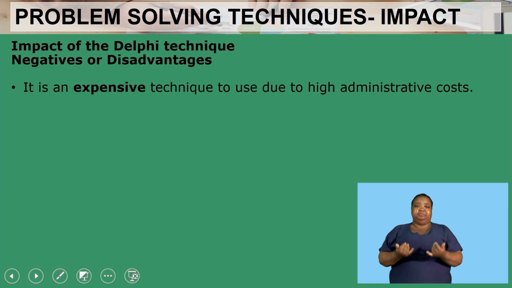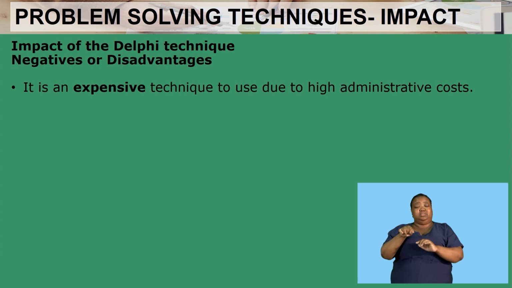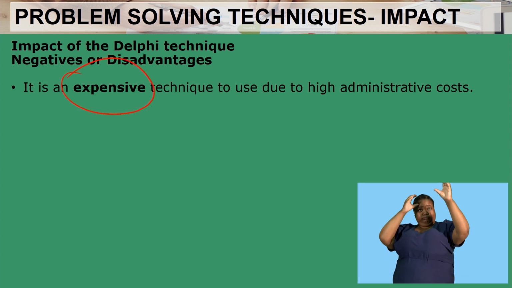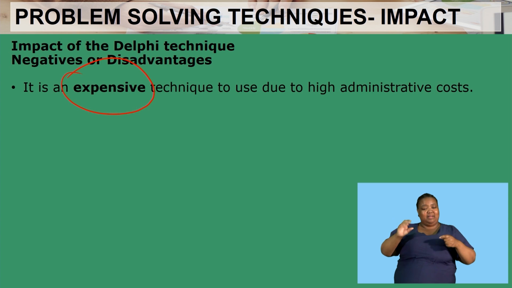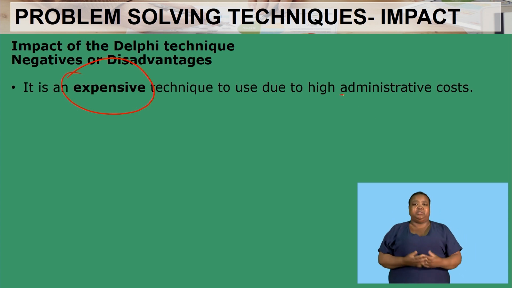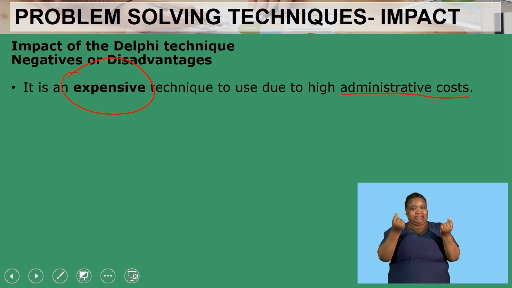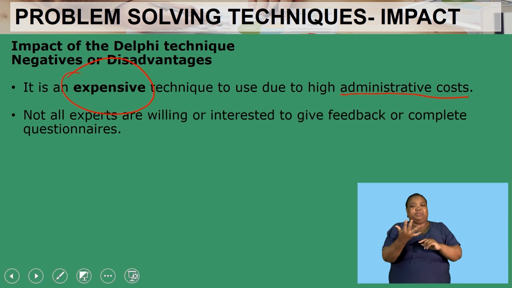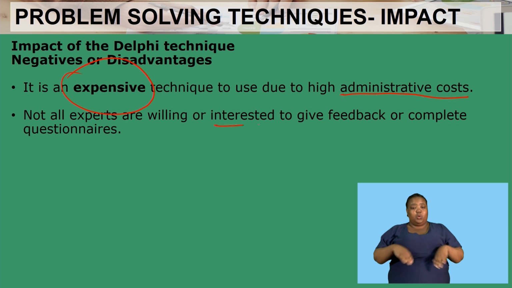Right, now we're going to go to the negatives, and as much as we've got positives, we also have the negatives of a Delphi technique. Right, what are the disadvantages? The disadvantages is that it is expensive. These are experts, remember, so we have to pay them. It is an expensive technique to use. Why? Due to its high administrative costs. It is costly. Not all experts are willing or interested to give feedback or complete the questionnaire.